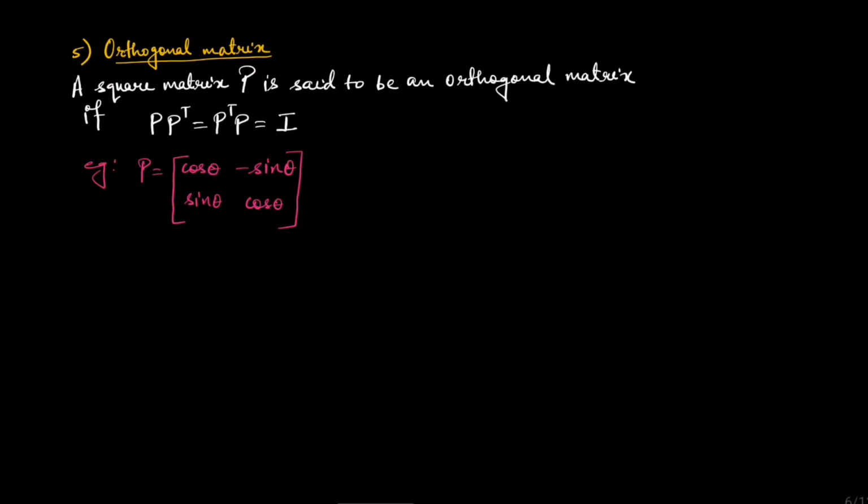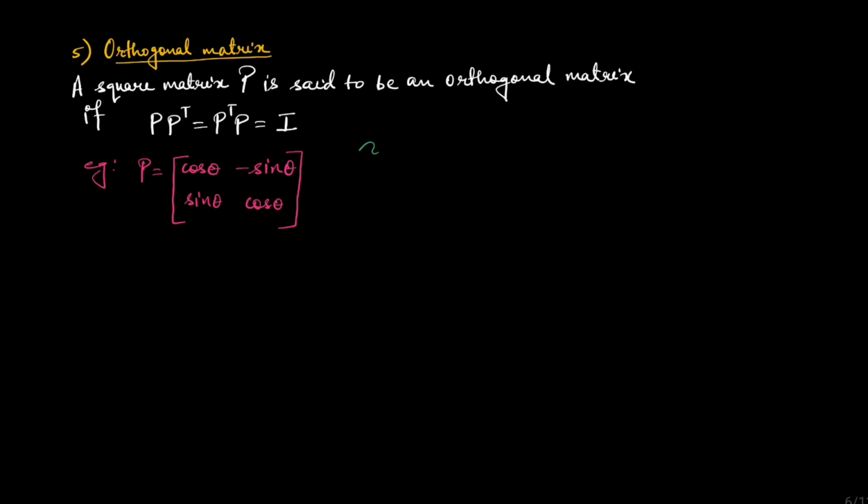Now moving to the next type, that is the orthogonal matrix. What is an orthogonal matrix? A square matrix is said to be orthogonal if P into P transpose, or P transpose into P, gives me the identity matrix. Any matrix satisfying this condition is always known as an orthogonal matrix. So given this matrix P, let us verify whether this is an orthogonal matrix or not.